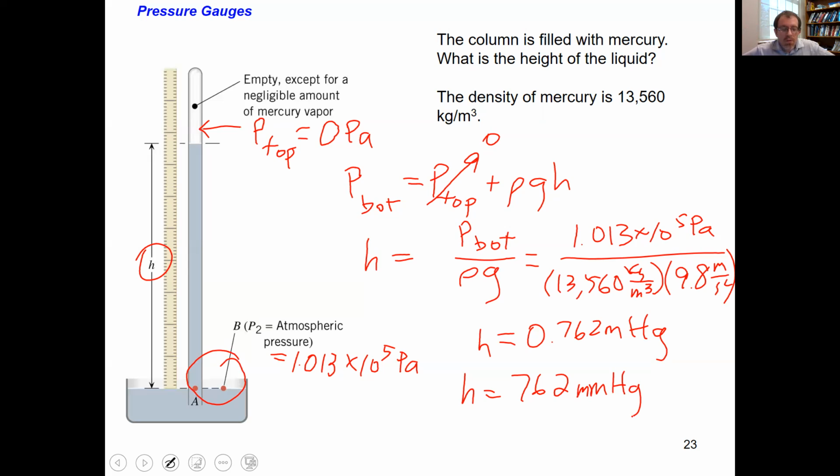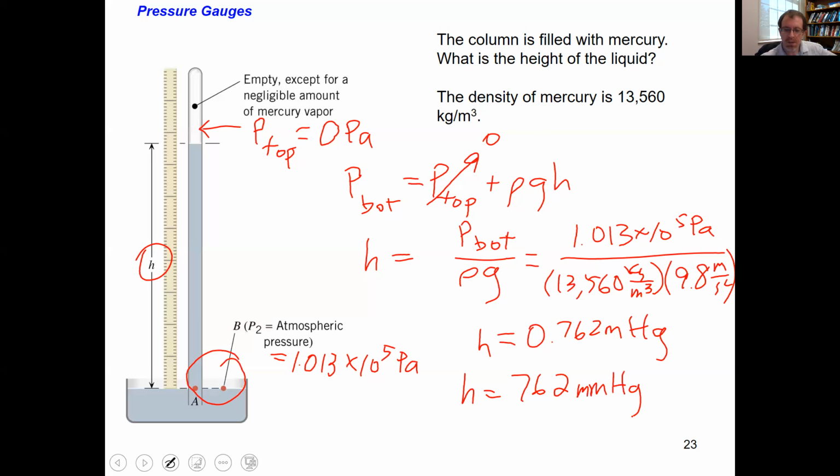You might have heard at some point in the past that atmospheric pressure, if we use a different kind of unit, is 760 millimeters of mercury. That's where this comes from, is this style of mercury barometer. Why did we get 762 instead of 760? Little variations in air pressure. All right, and that does it for this one.